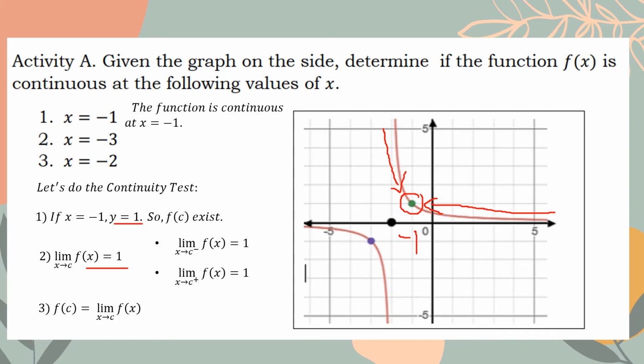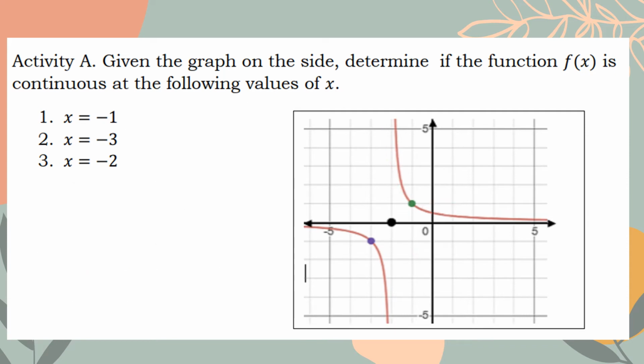Number 2, you have to evaluate it from the left and from the right if it's a graph. If they have the same value, then the limit exists. And if the limit exists, and they have the same value, it's continuous. If not, then it's discontinuous. Okay? Next, let's have number 2. If x equals -3, where is -3 here? -1, -2. This is -3, right?